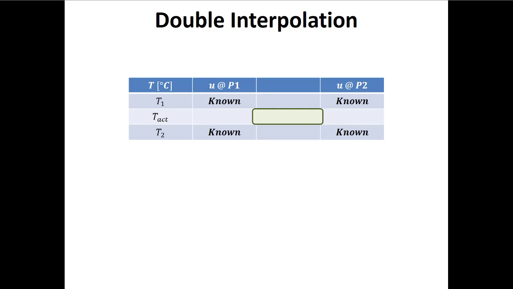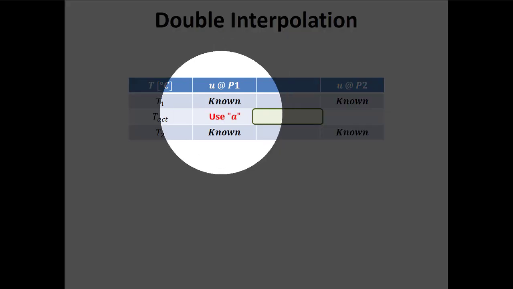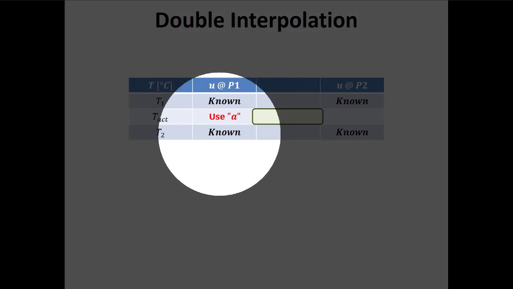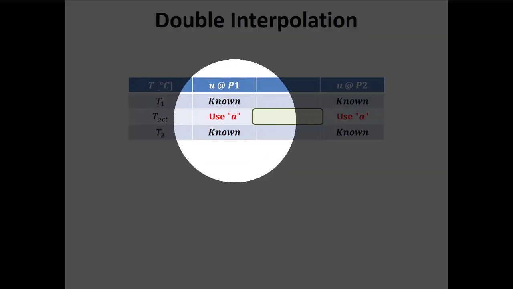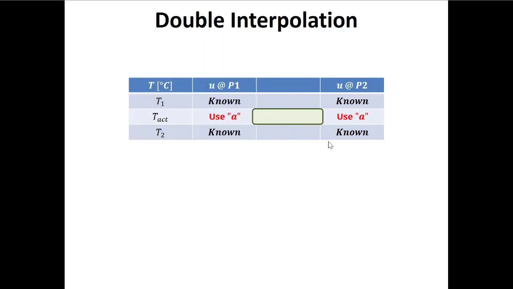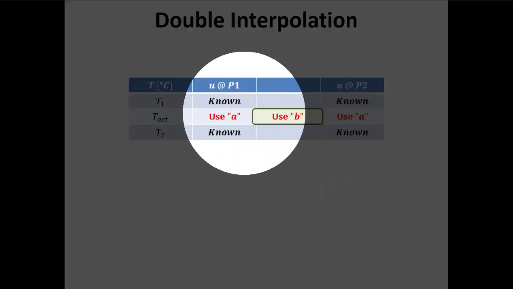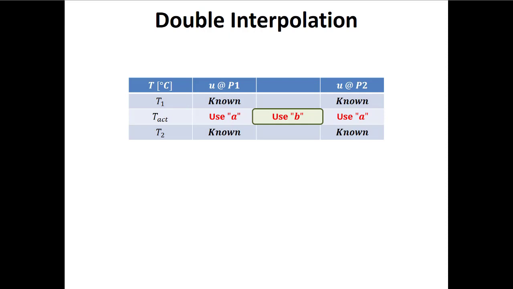But you're trying to get to that center square. That's the answer that we want, right? So if we interpolate first with temperature, what we would do is we would use A to get to this point here, interpolating between these two known values. Then we'd use A again to interpolate between these two known values. And then once I had those two values that I've interpolated because of the temperature, then I would interpolate between those two using my interpolation factor B.